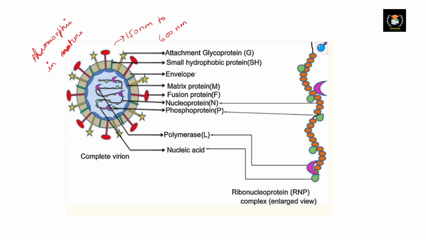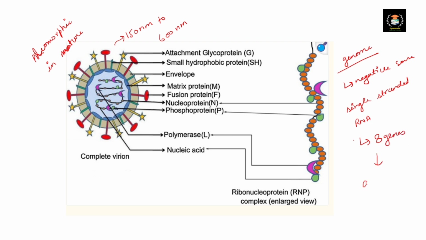One thing I want to tell you, when we are talking about its genome, the HMPV genome is a very important point: negative sense single stranded RNA, and it contains 8 genes which code for 9 proteins. Again I am repeating, this HMPV genome is negative sense single stranded RNA. It contains 8 genes which code for 9 proteins. So we'll move further.